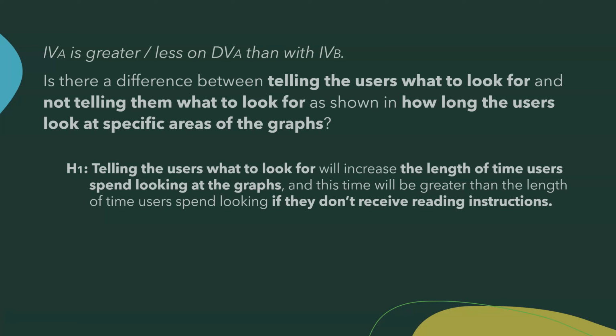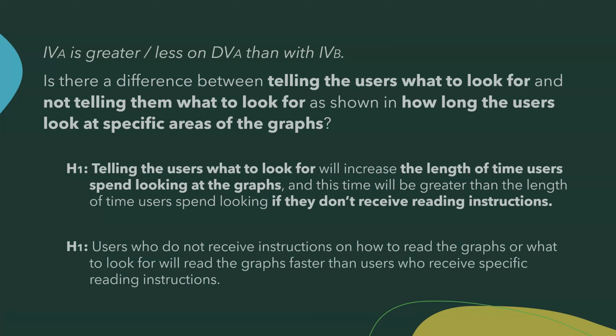Well, it's not bad, is it? But I think I can make it even better. So I'm going to rephrase and say, users who do not receive instructions on how to read graphs or what to look for will read the graphs faster than users who receive specific reading instructions. That's a little easier to read, isn't it? So the point being here, you can take these independent variables and dependent variables, plug them into the formulas, and, once you've got them there, rephrase until it's clear what exactly you're talking about.